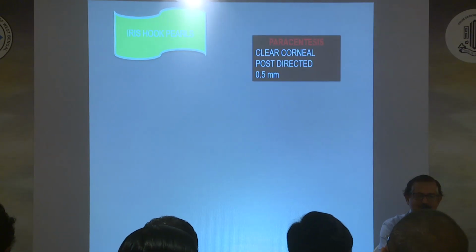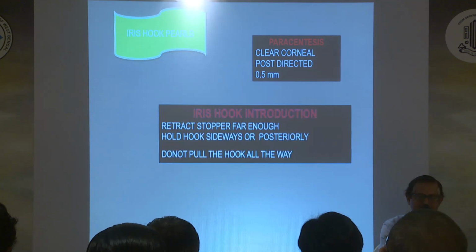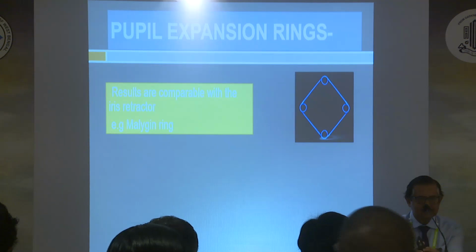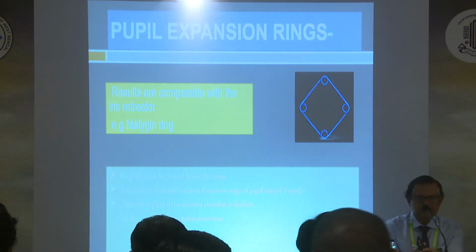The iris hooks pearls are, while doing paracentesis, clear corneal, posteriorly directed, and iris hook introduction. I'm not going into all details of it. Now we'll come to the pupil expansion ring. Results are comparable with the iris retractor like Milligan ring. The surgeon must be trained to use the ring.